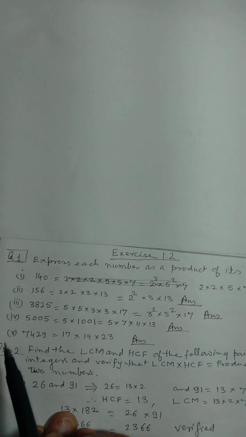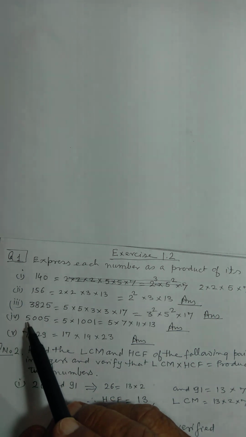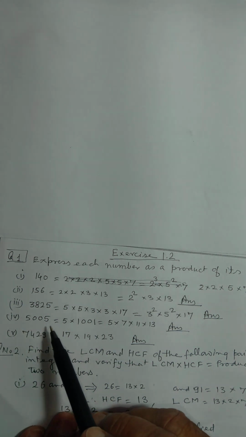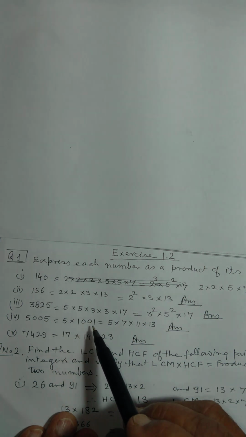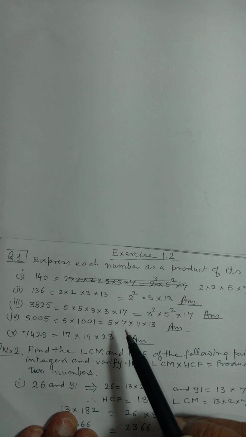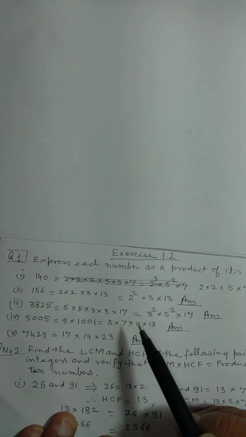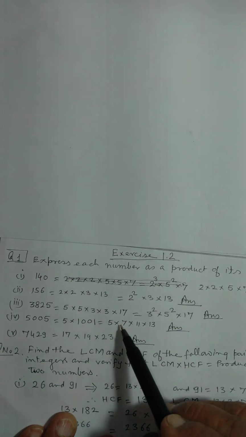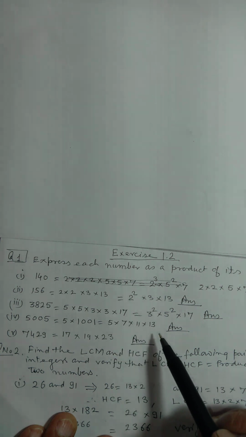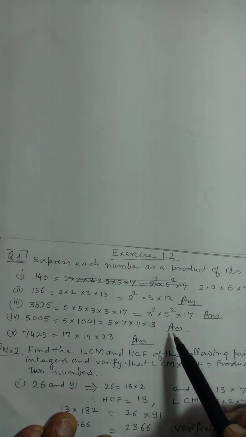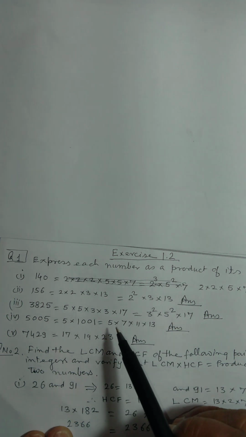Now the next part, that is the fourth part, is 5005. So 5 into 1001, it will be equal to 5 into 7 into 11 into 13. These will be the prime factors of 5005, and this will be the answer.